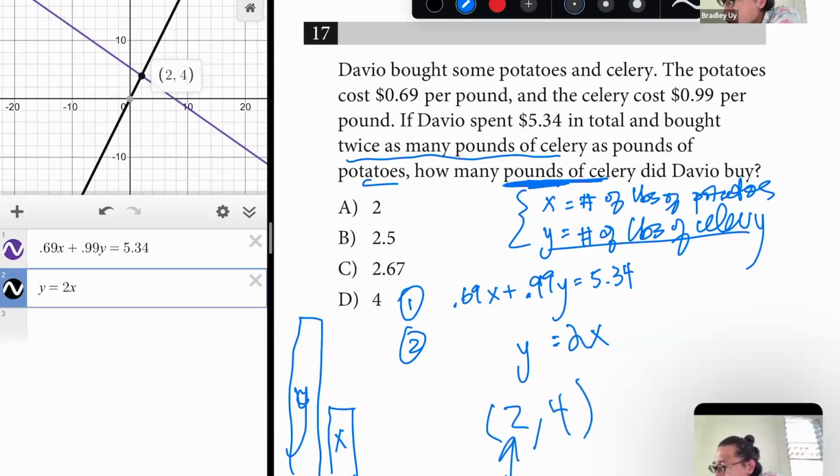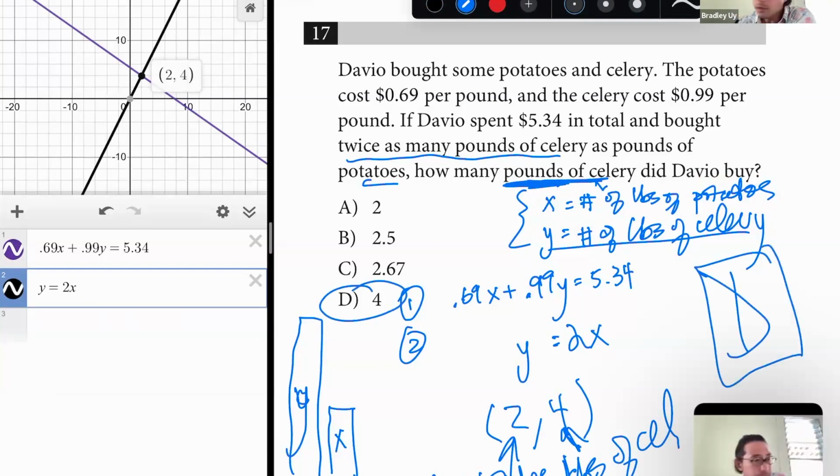Now, what is the 2? 2 is potatoes. The number of pounds of potatoes. That's where this key comes in handy. This is pounds of potatoes. And 4, this must be pounds of celery. What is it asking for? How many pounds of celery? So the right answer is 4, D.